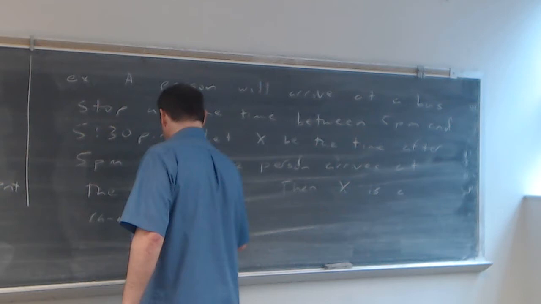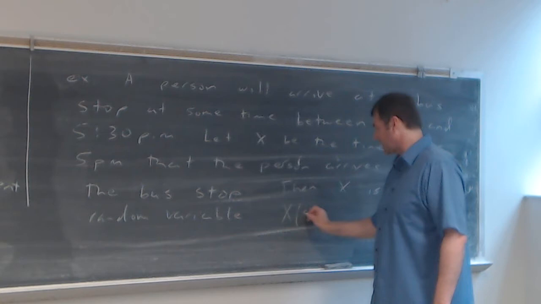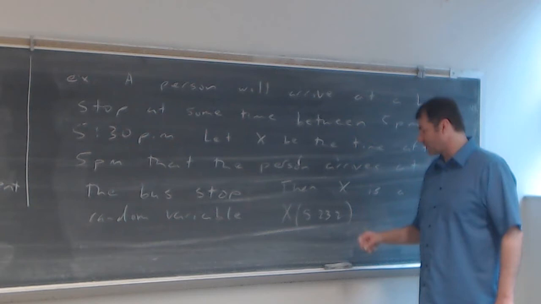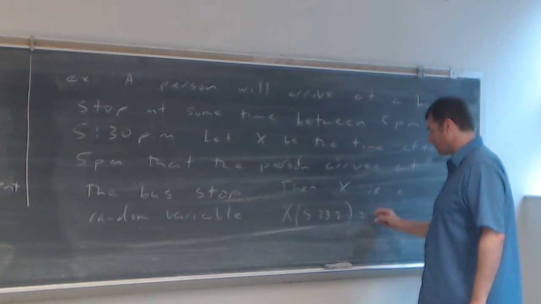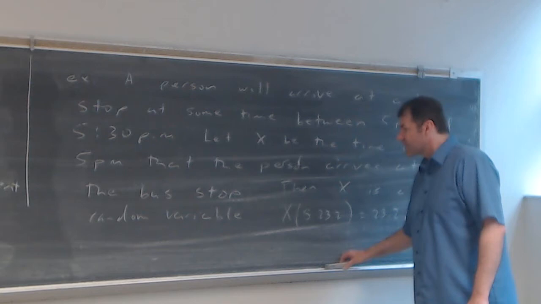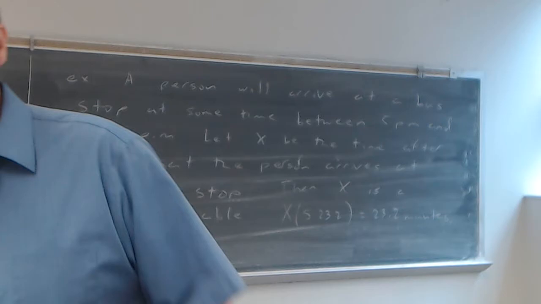As an example, if we say X of 5:23.2, that's the time that we have, then the value here would be 23.2 minutes. That's what X does. Those are different types of random variables, even though each one of the examples that I did is a random variable. But we're going to do one more example.